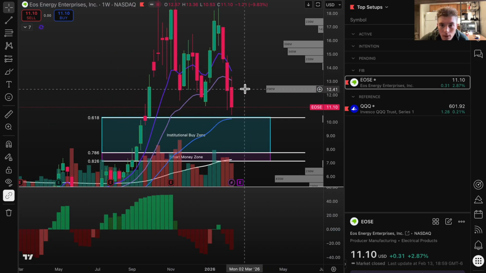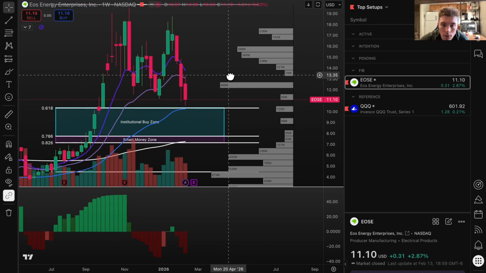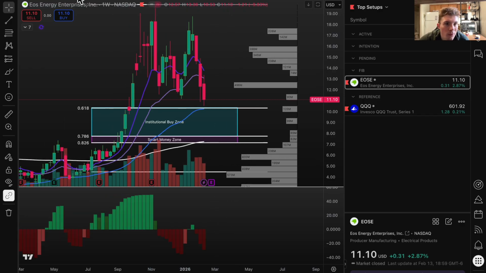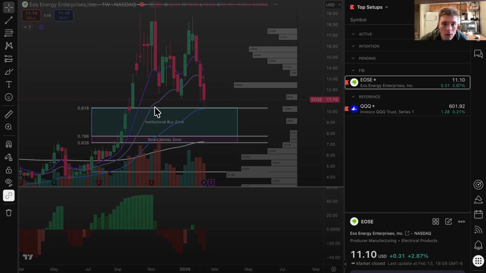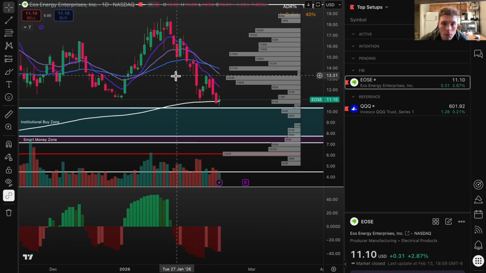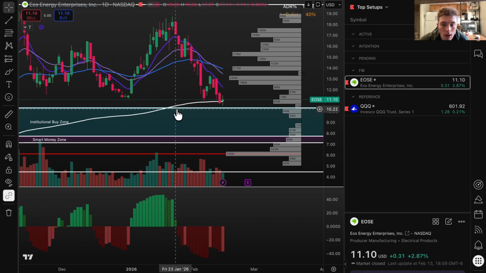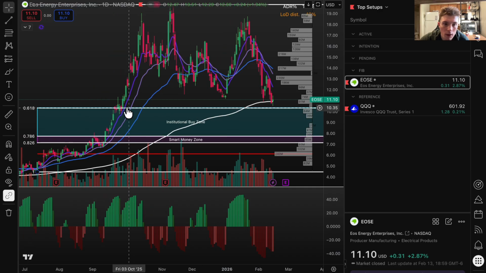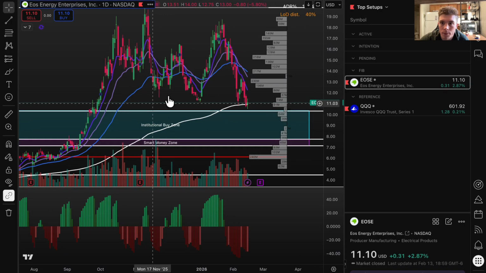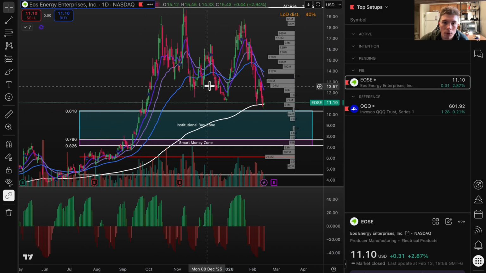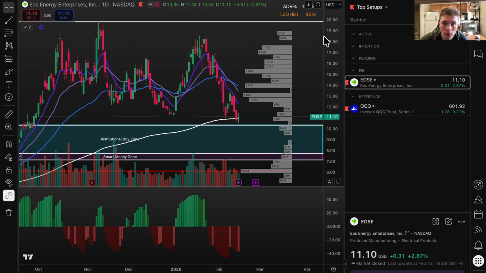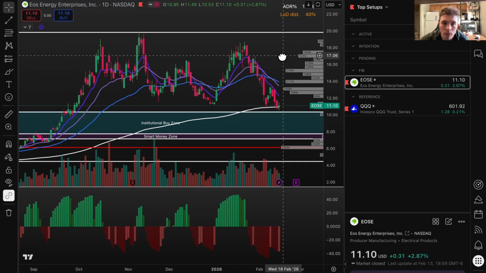It still could go down further, obviously. If we see any volume profile, I don't see it going much. It's kind of interesting, but just due to the fibs, I think we'd find support right around here, around the $10 range. So yeah, EOSE, entered a shares position, small position.